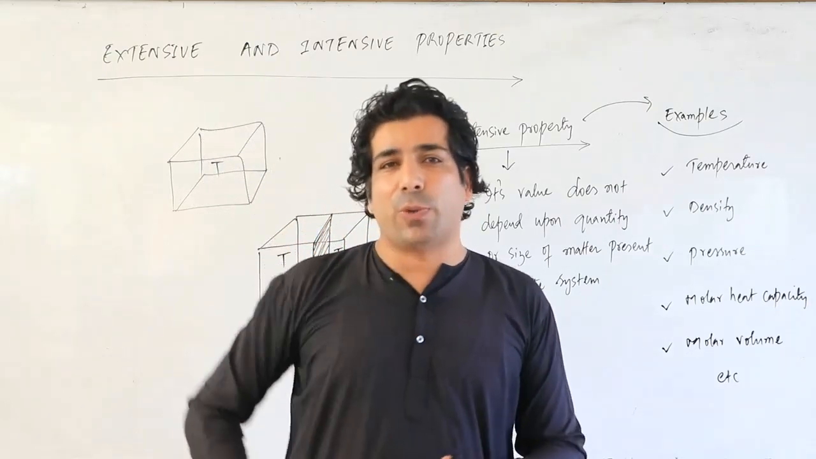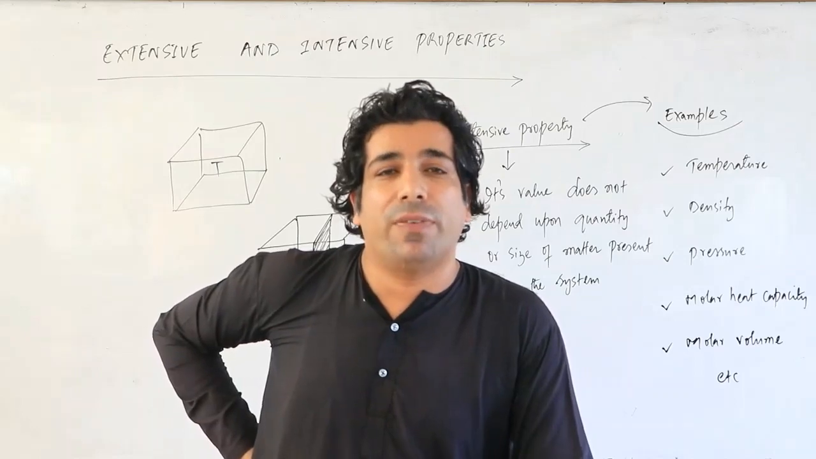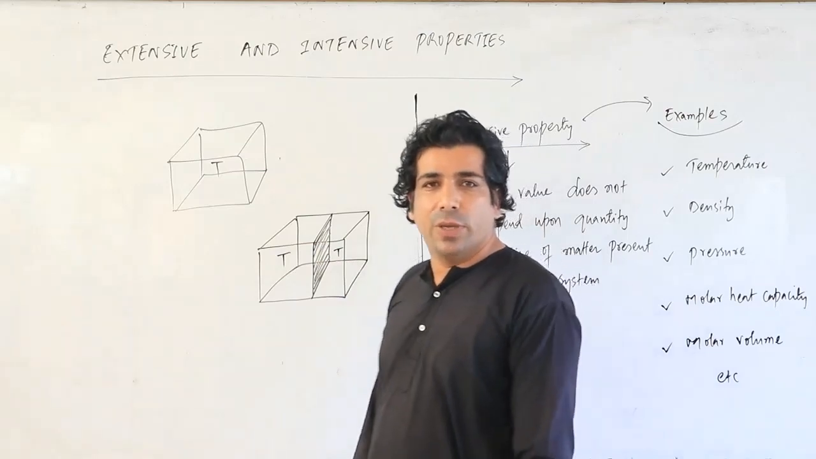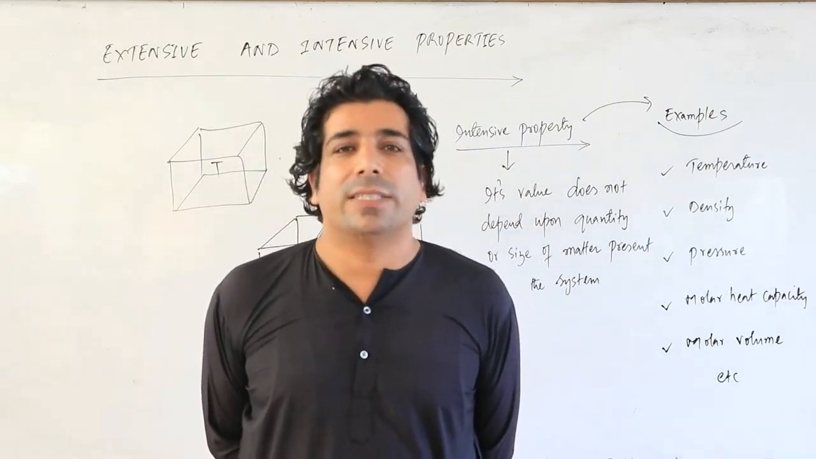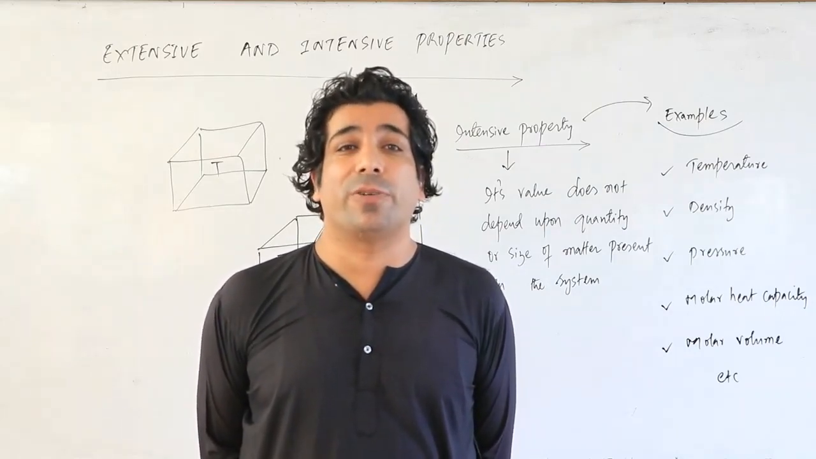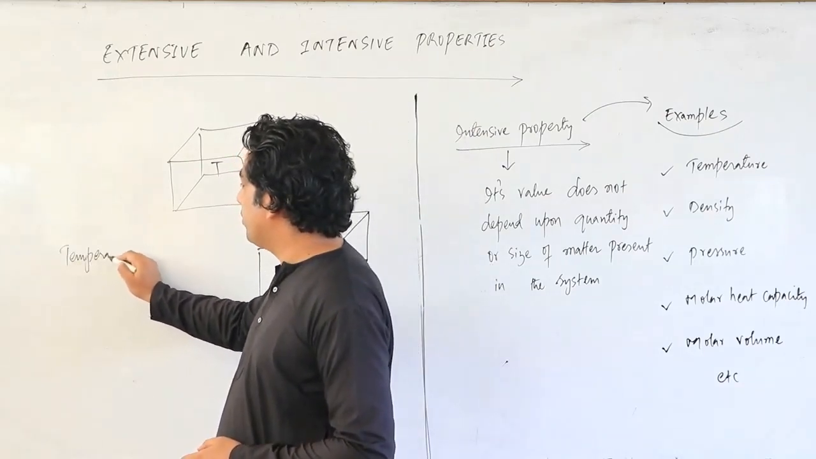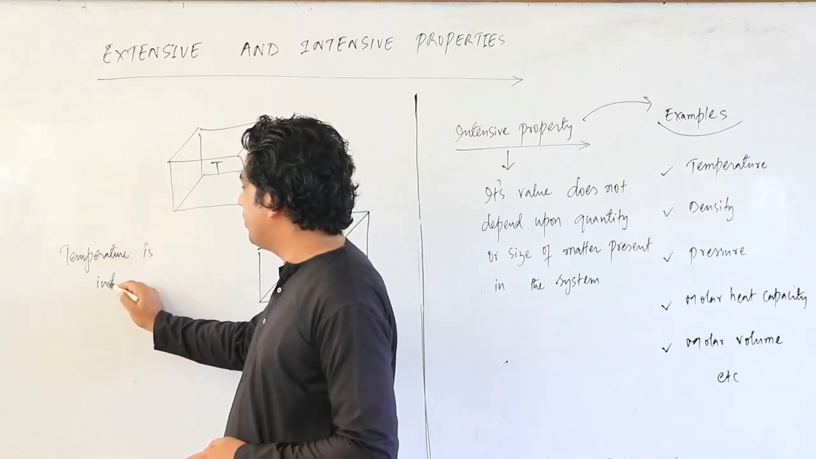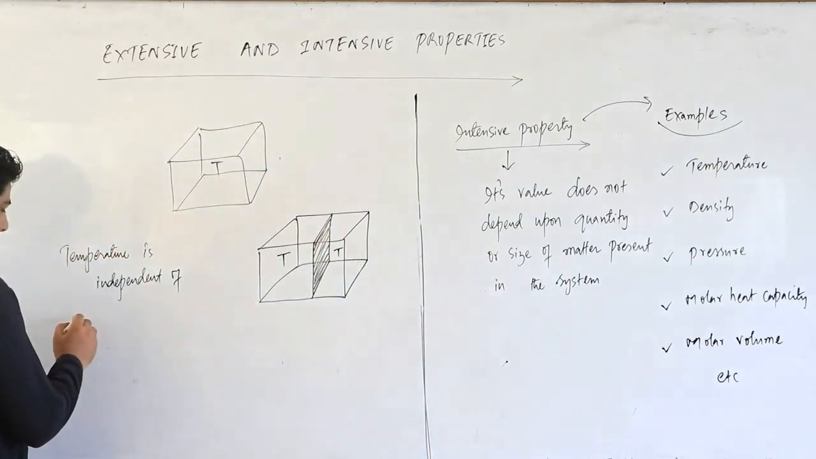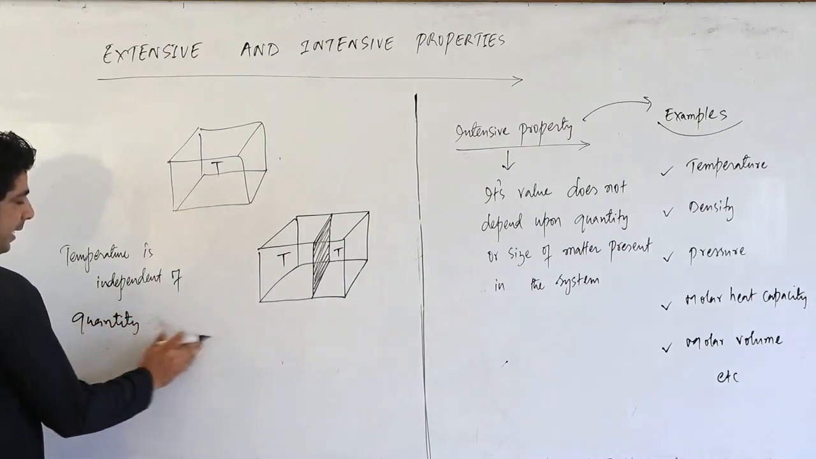Then if temperature is an extensive property, what should happen? Temperature should also become half. But you can see here temperature does not become half, temperature remains the same. Yes or no? That means the size of a system or size of a matter does not change the temperature. Temperature remains the same. In other words, I will tell here, temperature is independent of quantity or size of matter.